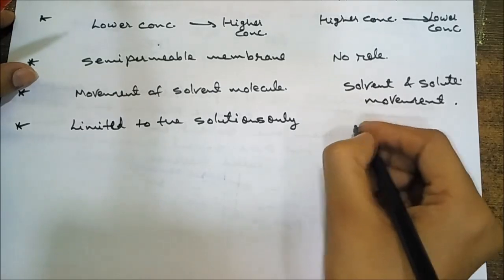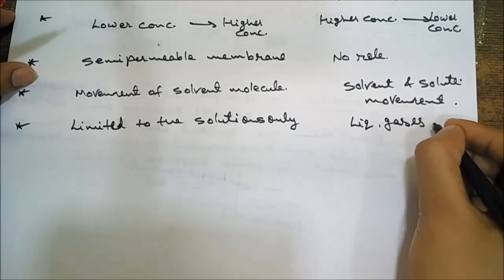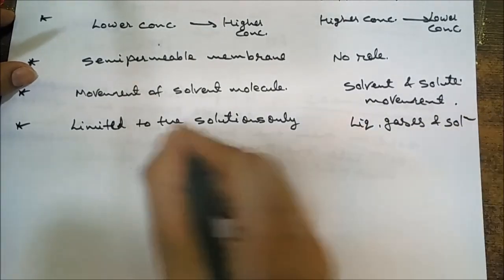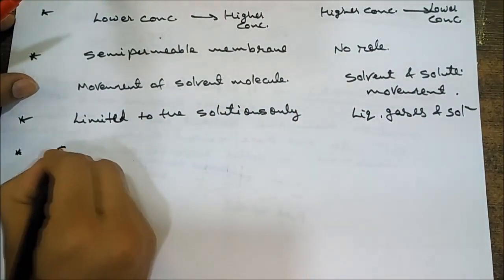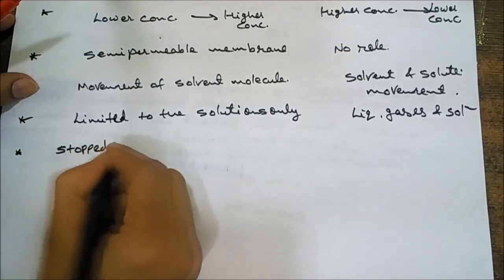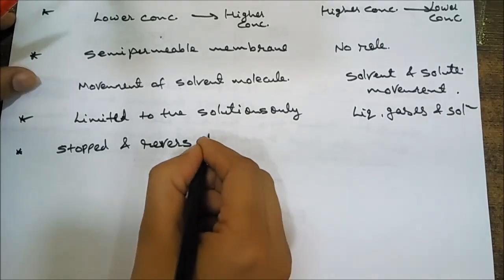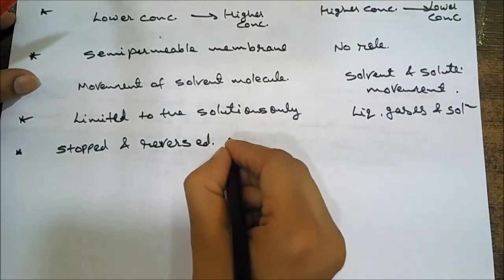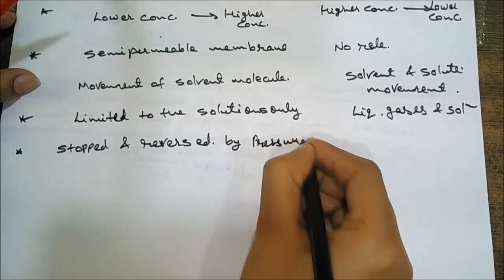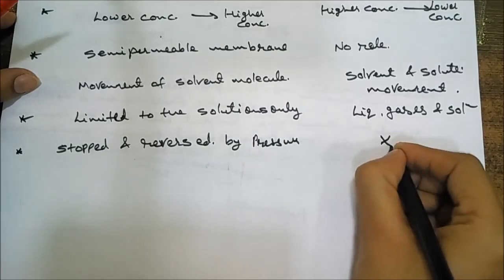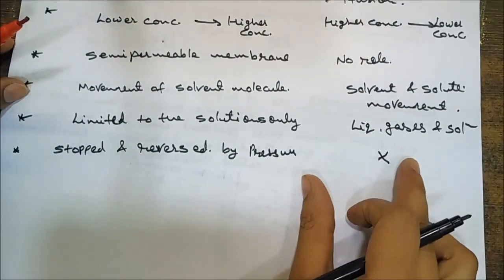While diffusion happens in liquids, gases, as well as in solutions. For osmosis, it can be stopped or it can be reversed by applying force or pressure. But in diffusion, it is not done. So these were the differences between osmosis and diffusion.